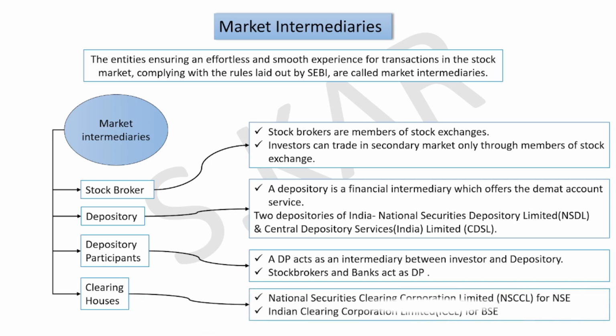The clearing houses include the National Securities Clearing Corporation Limited, the NSCCL. If you trade on NSE, NSCCL will take care of the clearing, and if you trade on BSE, ICCL, the Indian Clearing Corporation Limited, will take care of the clearing. What is their job? Their job is to look out for the two people between whom the trade is happening.